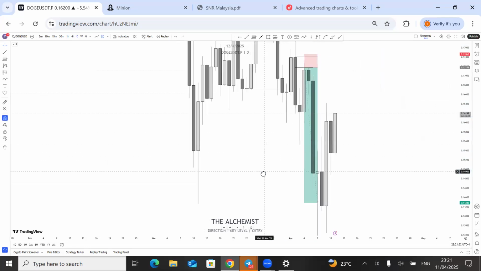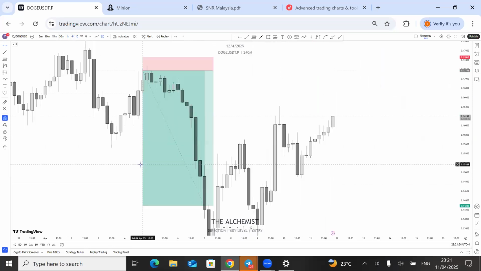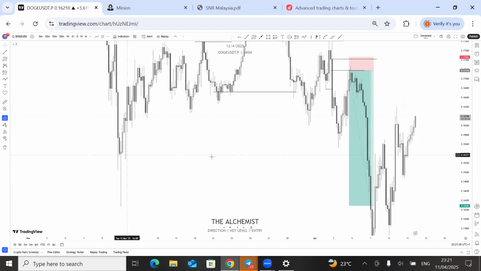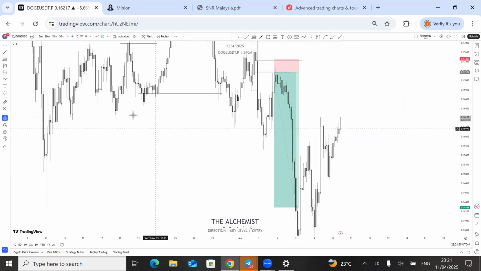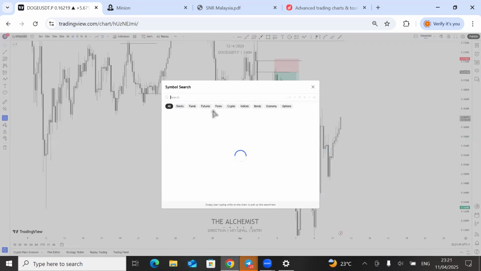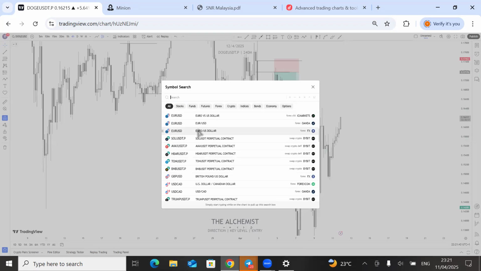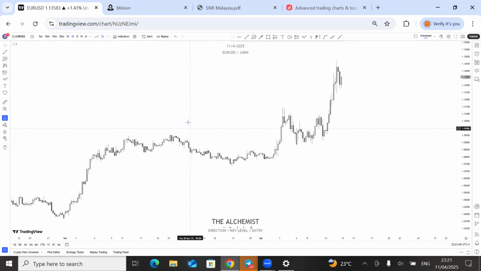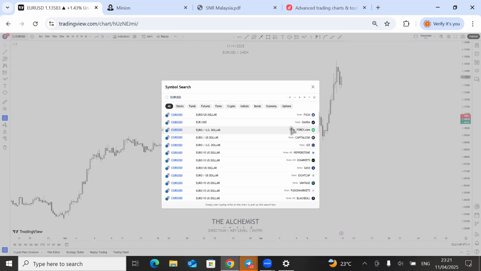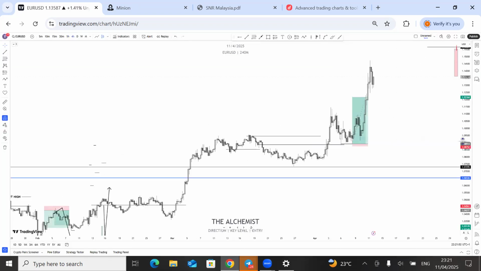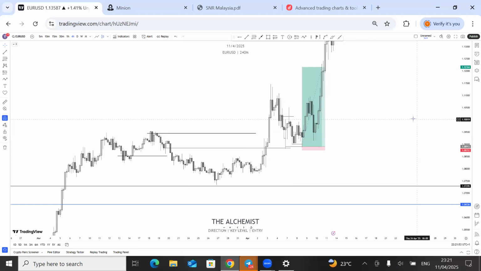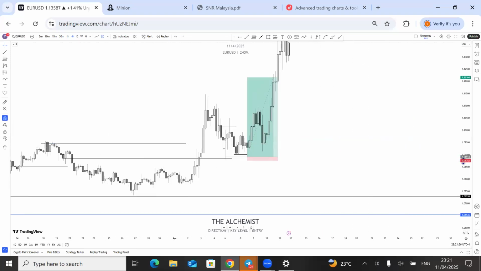Because we know price moves from key level to key level, on the 4 hour time frame you're going to see it more clearly. Somewhere around here. So this was a trade here. Then let's check Euro USD. Change program. So this was also a buy here on this Euro USD.